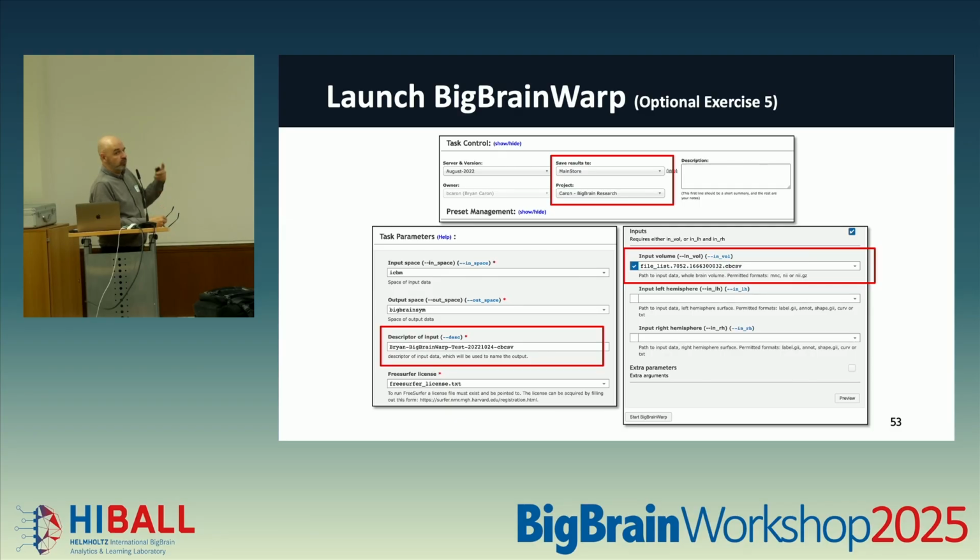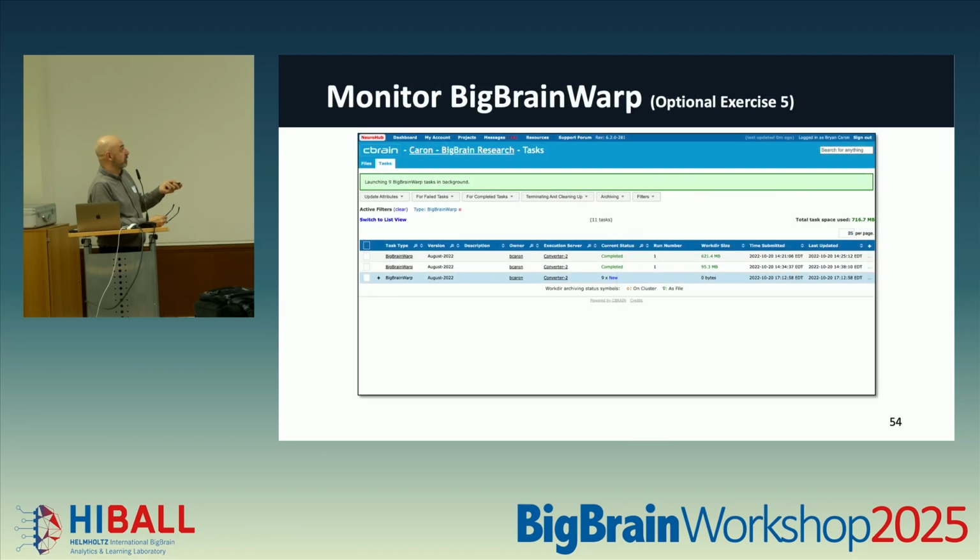So here you're doing it one time on a file list, and that will run. If you have 9 files in your file list, it's going to run 9 separate tasks. So then you go start BigBrain Warp. And then you'll see at the top, when you launch it, instead of saying just launching 1, it'll tell you it's launching 9 BigBrain Warp tasks in the background for my particular filter.